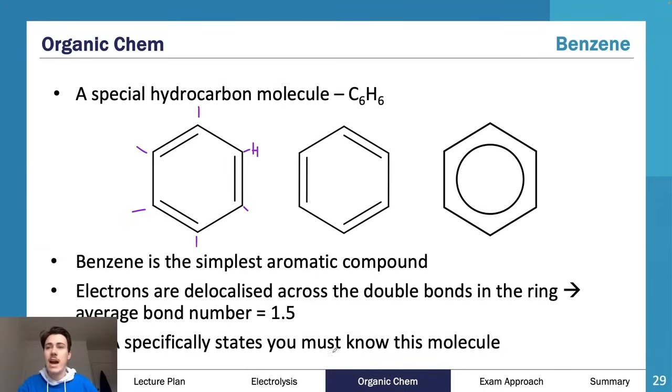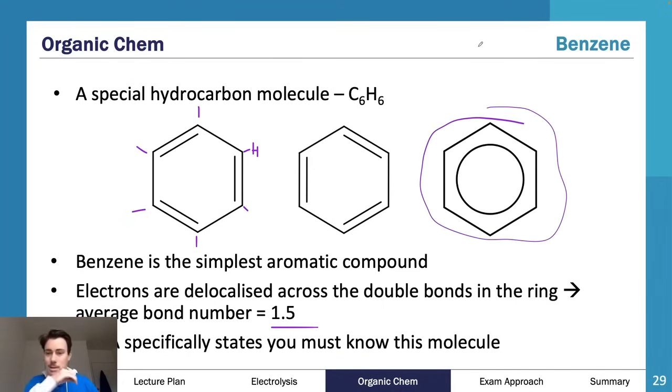So we say that the average bond number is like 1.5 because the electrons here are delocalized, a bit like our sort of sea of delocalized electrons in our metals that we talked about last year. Essentially what's happening here is these bonds are never consistent. They're moving from one to the other. And that's why you'll find a lot of people draw a benzene ring like this, because it sort of just instigates that the bonds are always moving. You do need to specifically know this molecule. You do need to specifically know that the bonds are always moving and that it's a C6H6.